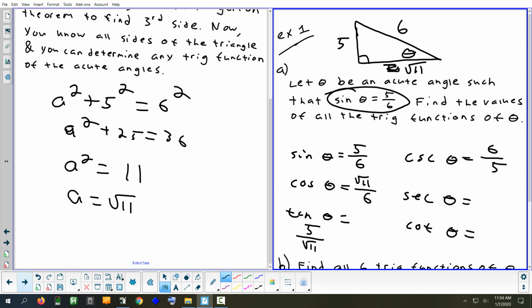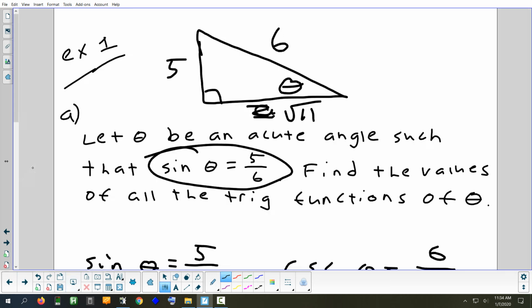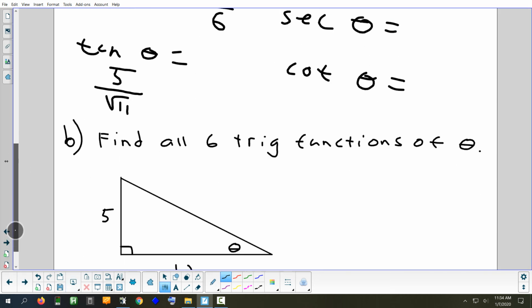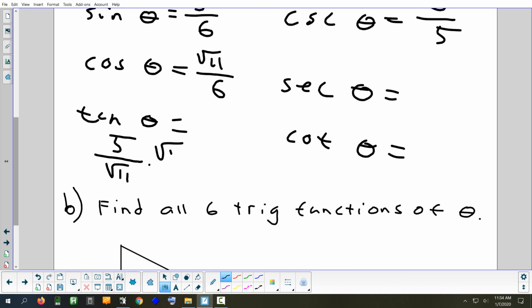Yeah, the square root can't be in the bottom. Can't leave it like that. It's not wrong, it's just not done, right? So you get partial credit for that. So what do we multiply the top and the bottom by to fix having that square root of 11 in the bottom? Square root of 11. Yep, square root of 11 over square root of 11. That gives you 5 square roots of 11 over 11.